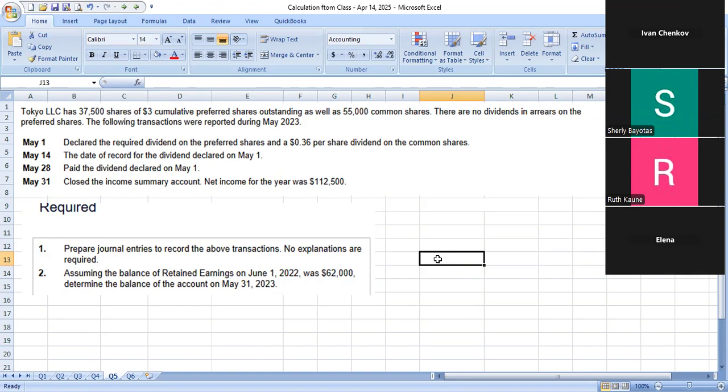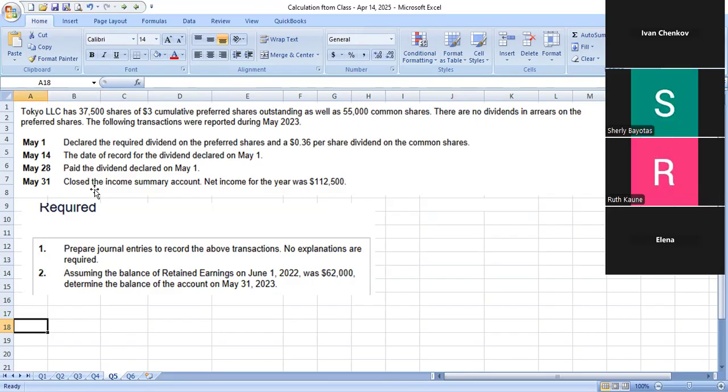On May 14th, the date of record of the dividend declared on May 1st. May 28th, they pay the dividend declared on May 1st. And May 31st, they close the income summary account into the net income for the year. Net income for the year was $112,500. First, we have to prepare the journal entries to record the above transactions, for which no explanation is required. Now, for the second one, assuming that the balance of retained earnings on June 1st, 2022 was $62,000, determine the balance of the account on May 31st, 2023.